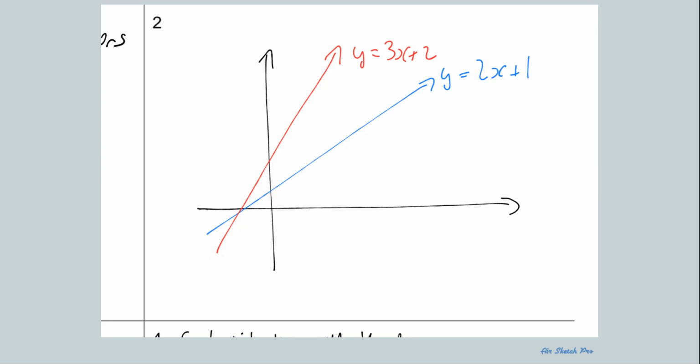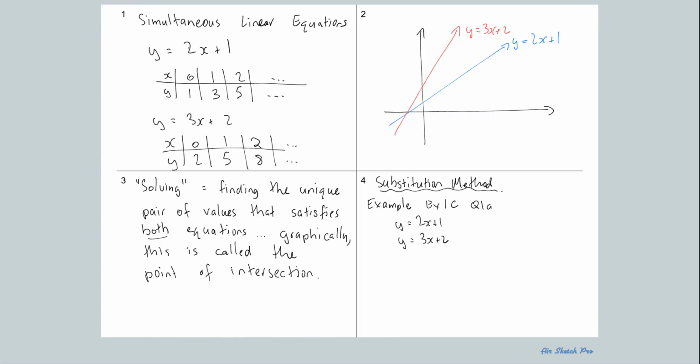We can also see that there is a unique point down here somewhere where the lines cross over. And that means at that point there, the x coordinate and the y coordinate satisfy both equations. I've written this down here next so you can sort of see it.